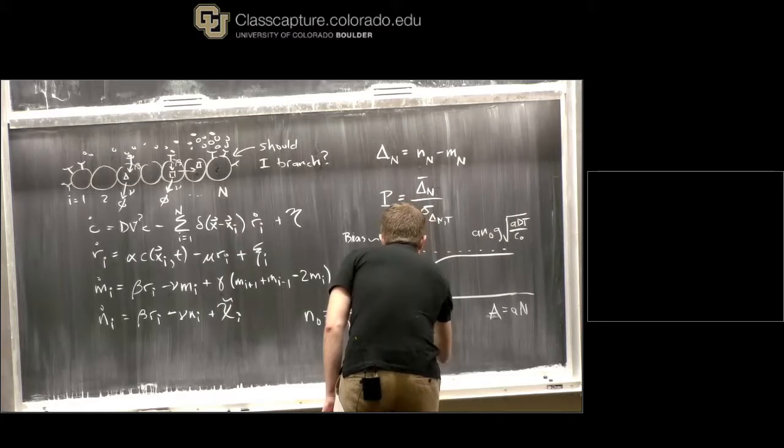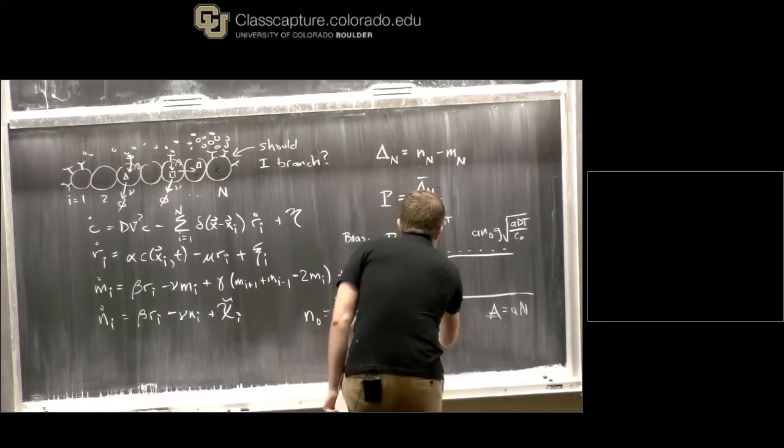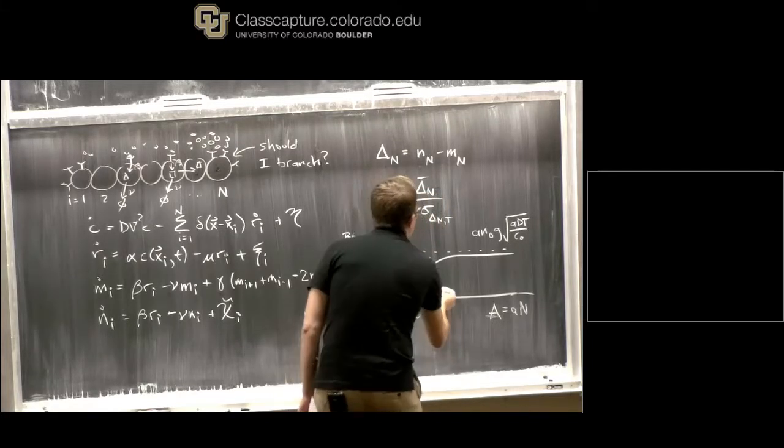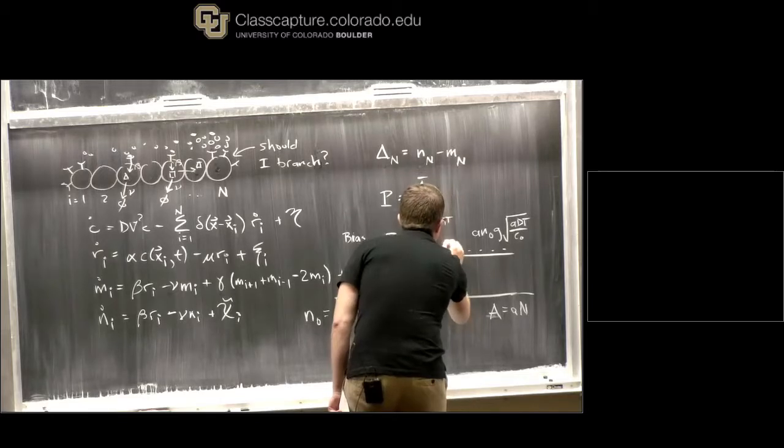So single cells can't do anything. The smallest organoids can do something. And then it gets pretty messy.